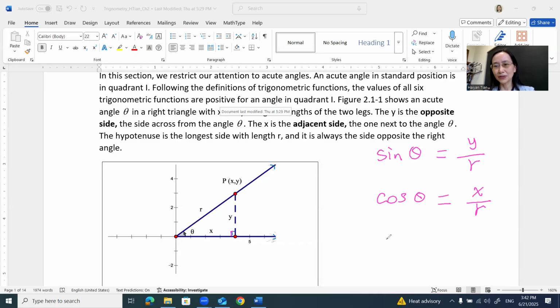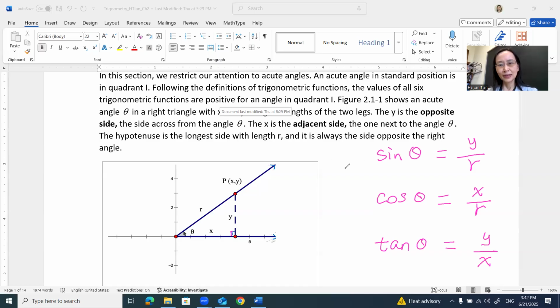So it's not difficult to see that all the trigonometric function values are positive for an acute angle theta. If we write tangent theta is y over x, since both x and y values are positive, it's an angle in the first quadrant, so the tangent value at theta is also positive.